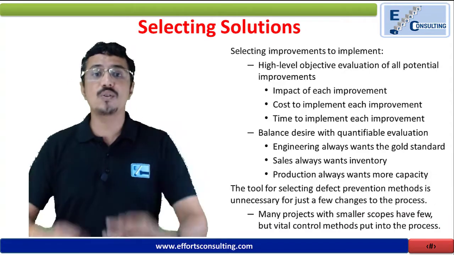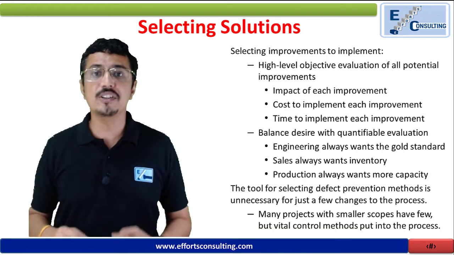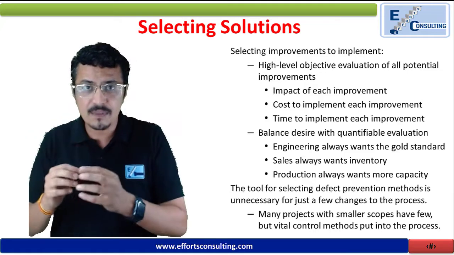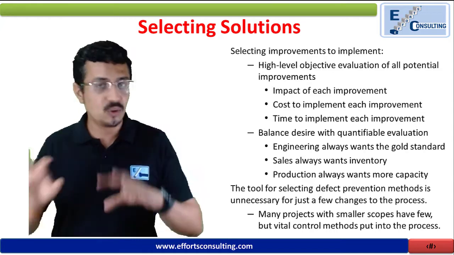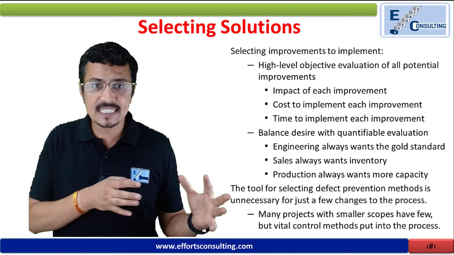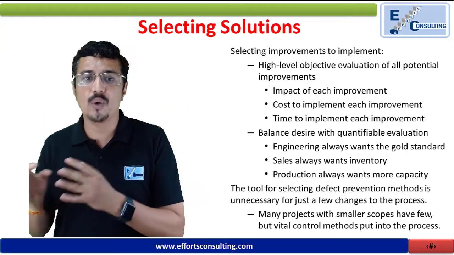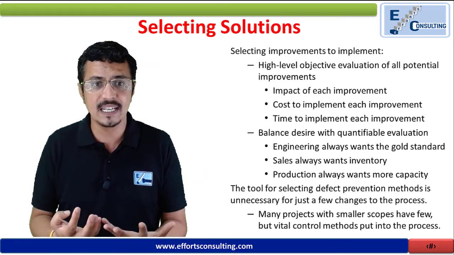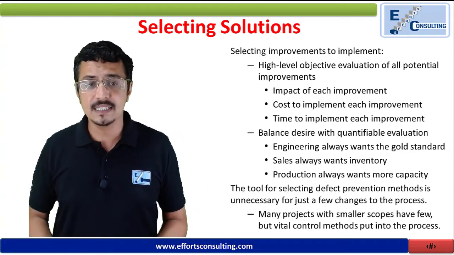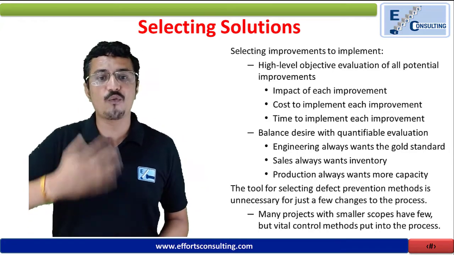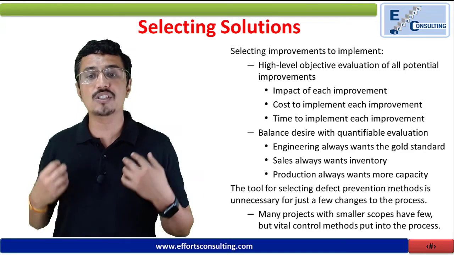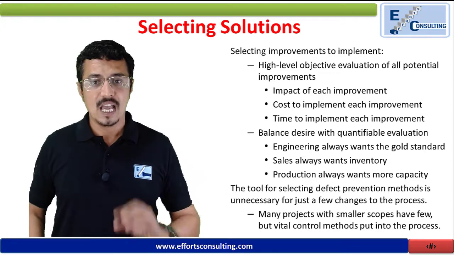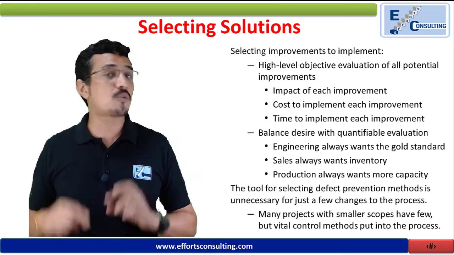Selecting the improvement to implement: a high-level objective evaluation of all potential improvements, and then the impact of each improvement, cost, and time to implement, all this you need to consider. Balance desire with the quantifiable evaluation. Engineering is important, sales always wants inventory, production always wants more capacity. The tool for selecting a defect prevention method is necessary, as just a few changes to the process are needed, and many projects with a similar scope have a few but very vital control methods to put into the process.